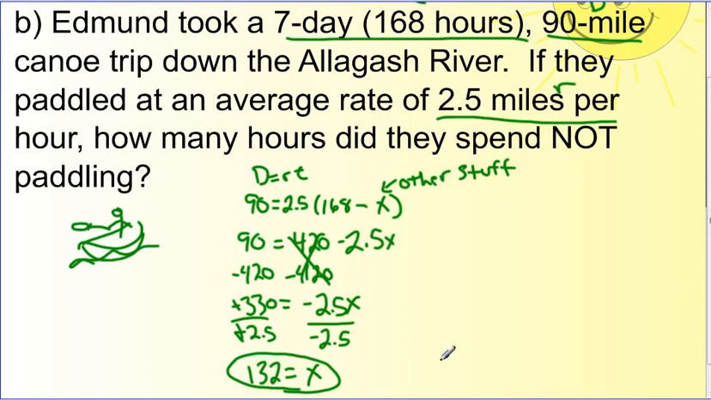All right. So we used our distance formula. We said our time is the time paddling, or this is the total time, I guess. The 168 is the total time. Total time minus the other stuff would leave just the paddling left over. We solve, and we found that the x, the other stuff, was 132 hours.